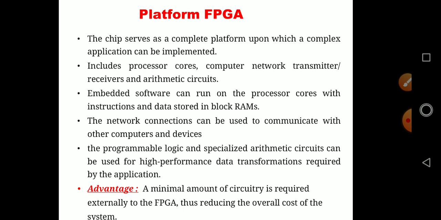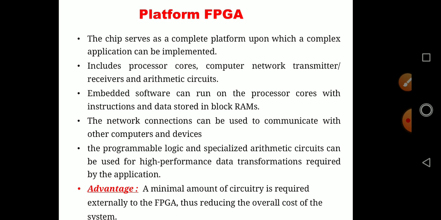The instructions of the embedded system can be run by using the processor cores, with the instructions and data stored in the RAM. Next, the network connections are components that can be used to communicate with other computers and devices. Network connections are used for communication. And programmable logic as well as specialized arithmetic circuits can be used for high performance data transforms, or you can also say they are used to improve the computational performance required by the application. What are the advantages of platform FPGA?